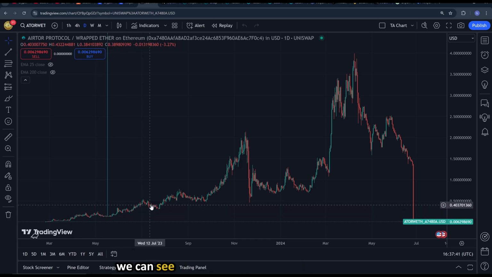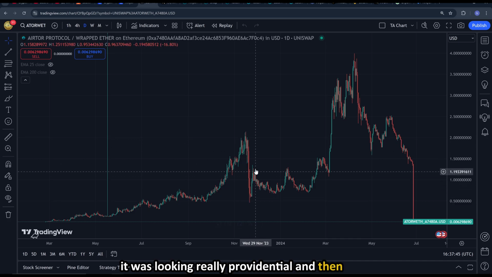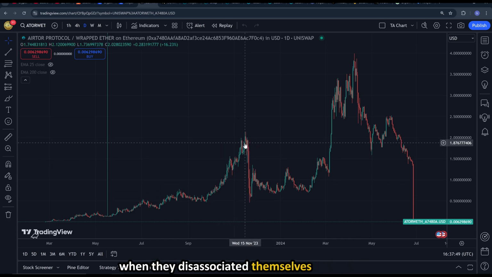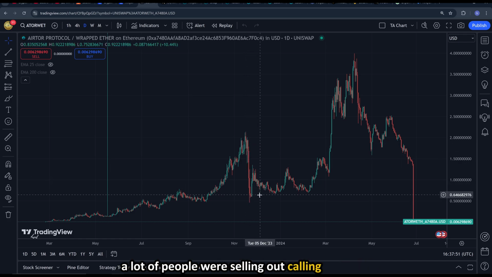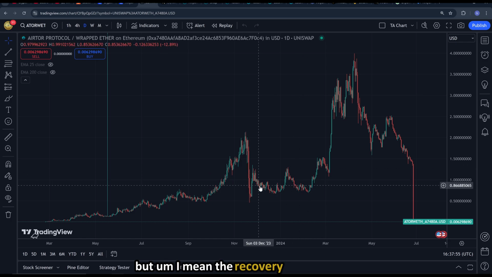But yeah, we can see a steady increase all throughout 2023. It was looking really providential, and then bang, we were hit by this. And this was the Tor FUD when they disassociated themselves from Atoll. A lot of people were selling out, calling it a scam, thinking the project won't be able to do anything now. But I mean, the recovery is exceptional.